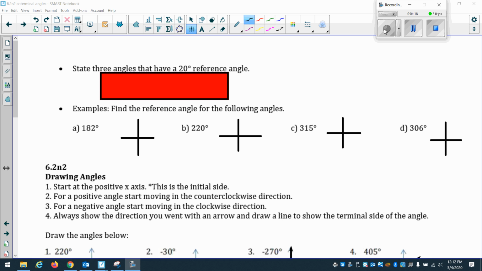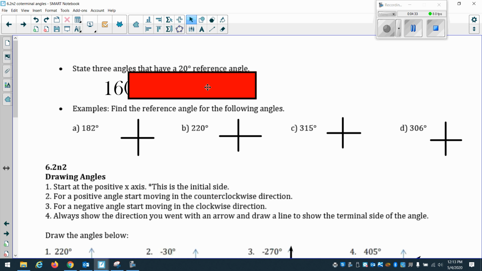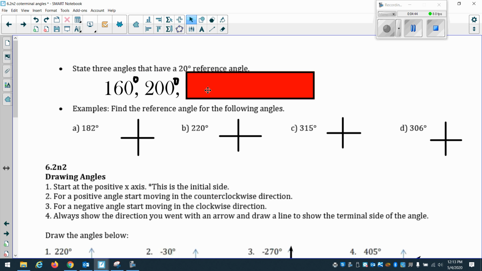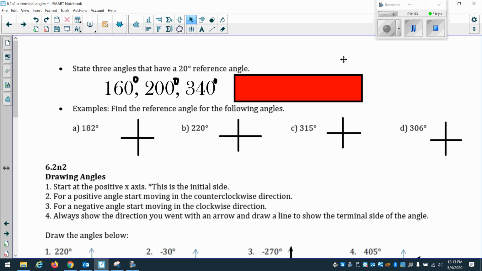So we're going to try a few. State 3 angles that have a 20-degree reference angle. In the second quadrant, you would take 180 minus 20 to get 160. In the third quadrant, you would take 180 plus 20 to get 200. And then in the fourth quadrant, you would take 360 minus 20 to get 340. So I want you to take a minute to pause the video and also try these 4 examples here.